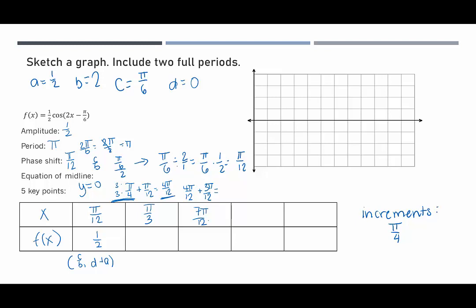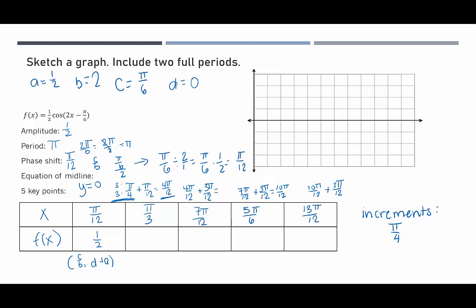What's the next key x coordinate? Well, it's going to be 7 pi over 12 plus pi over 4. So 7 pi over 12, the previous key x coordinate, plus the increment pi over 4. Remember what we're going to use instead, because we want that common denominator, 3 pi over 12. 7 plus 3 is 10, so we get 10 pi over 12, which simplifies to 5 pi over 6. Okay, one more. We have 5 pi over 6. I'm going to use that unsimplified 10 pi over 12 plus pi over 4, which remember I'm writing as 3 pi over 12. That gives me 13 pi over 12.